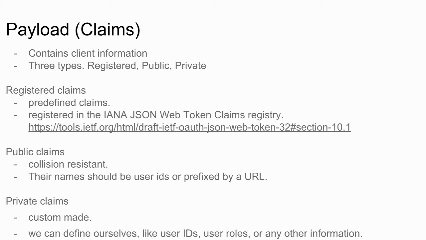Registered claims are predefined claims which are registered in the IANA JSON Web Token Claims Registry. And public claims are custom claim names that are required to be collision resistant. Their names should be prefixed by URL or user IDs to create a safe namespace for them to avoid collisions. Private claims are custom made and used to share information between two different parties. These are the claims that we can define ourselves, like user IDs, user roles, or any other user information.